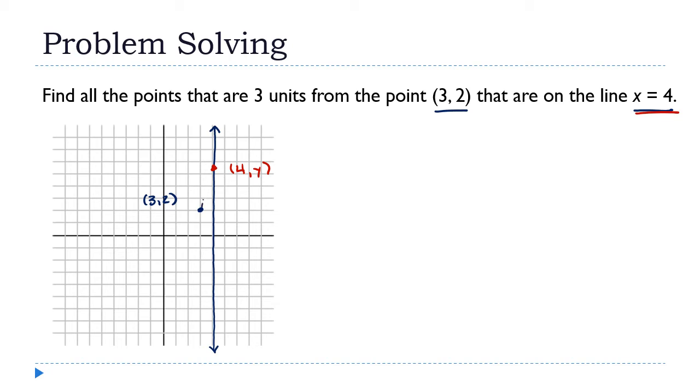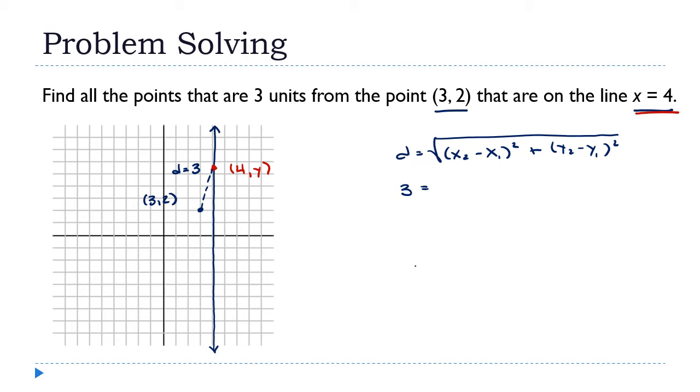I know that this distance here is 3 units. All right, let's go to our formula. D equals the square root of the difference of the y's squared plus the difference of the x's squared. Let's put what I know in here. I know that D is 3, and I know the x's.